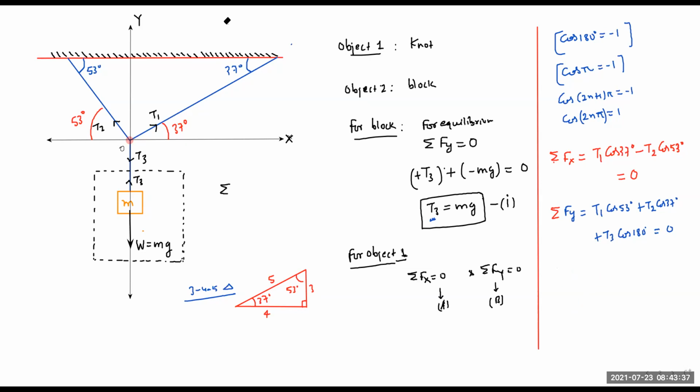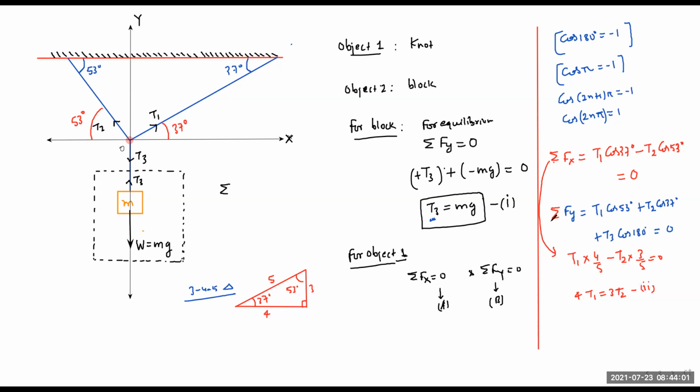The first expression, the fx part, if I bring it here, it will give you t1 multiplied with cos 37, which is 4 by 5, minus t2 times 3 by 5, equals 0. So 4t1 is 3t2. So that is what we have. We can just keep it, calling it equation 2.